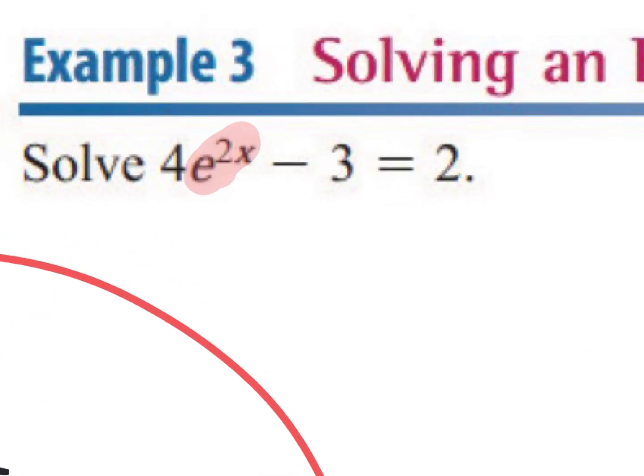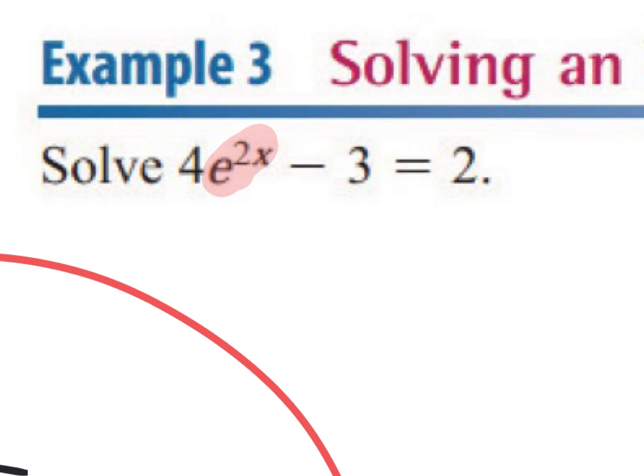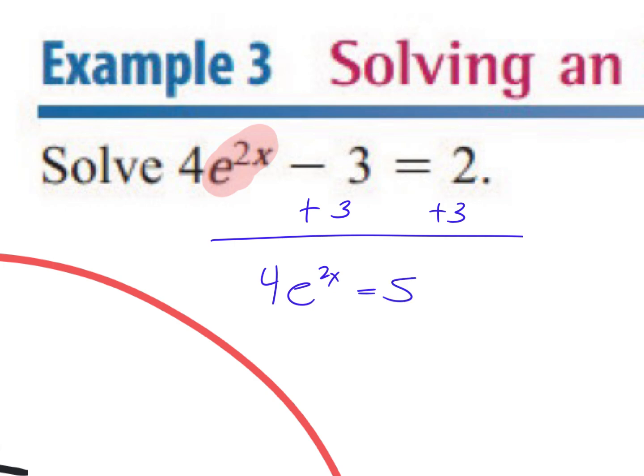So I have an e. What am I going to use at some point in my problem if I'm trying to undo the e? ln. Good. You should always tell yourself that at the very beginning, and then you won't get yourself lost. So I have to get that e to the 2x by itself. So what would I do? I'm going to add 3. Perfect. So I have 4 times e to the 2x equals 5.